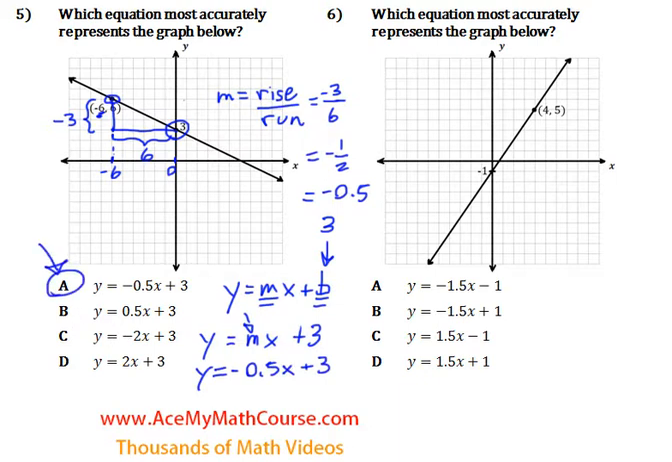Okay, now question 6. Let's do the same thing. We have y equals mx plus b. B is the y-intercept. M is the slope. The y-intercept is just -1 because that's where the line crosses the y-axis. So I can plug in the -1 for b, and that's going to take a couple steps here, and we're going to have y equals mx plus -1, which is just -1.